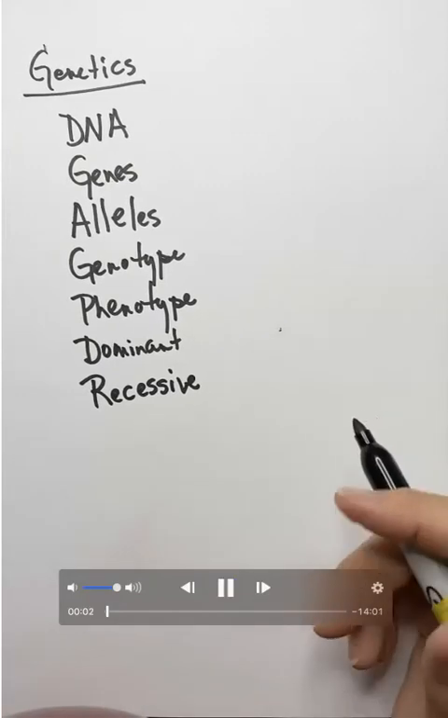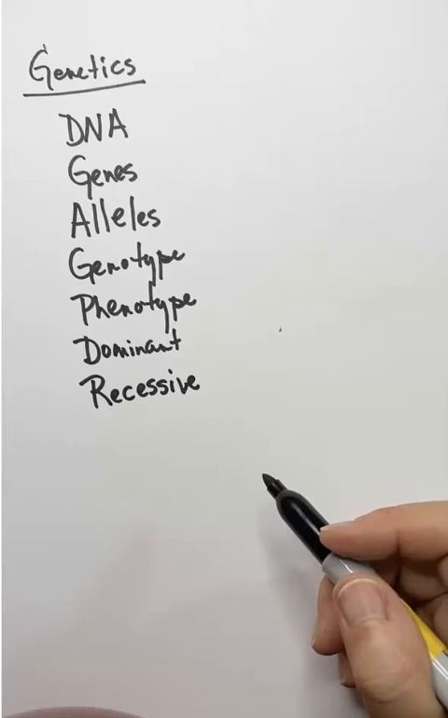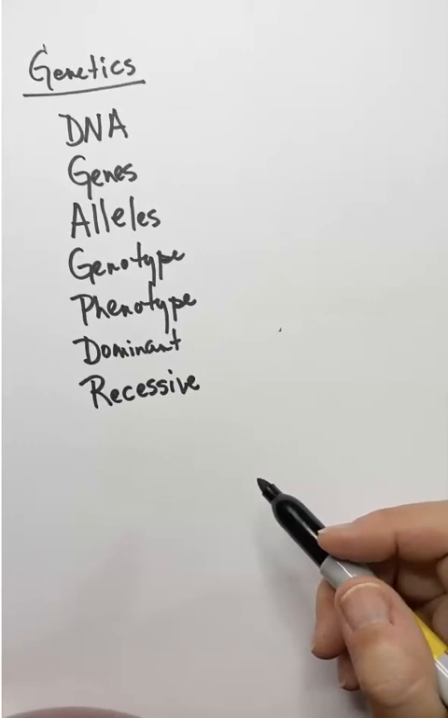Hello students, we're going to have a little lesson in genetics today to help you with your lab. I'm going to talk about some terms first, and then I'm going to show you how to map out Punnett squares. So, DNA. DNA is the molecule of heredity.